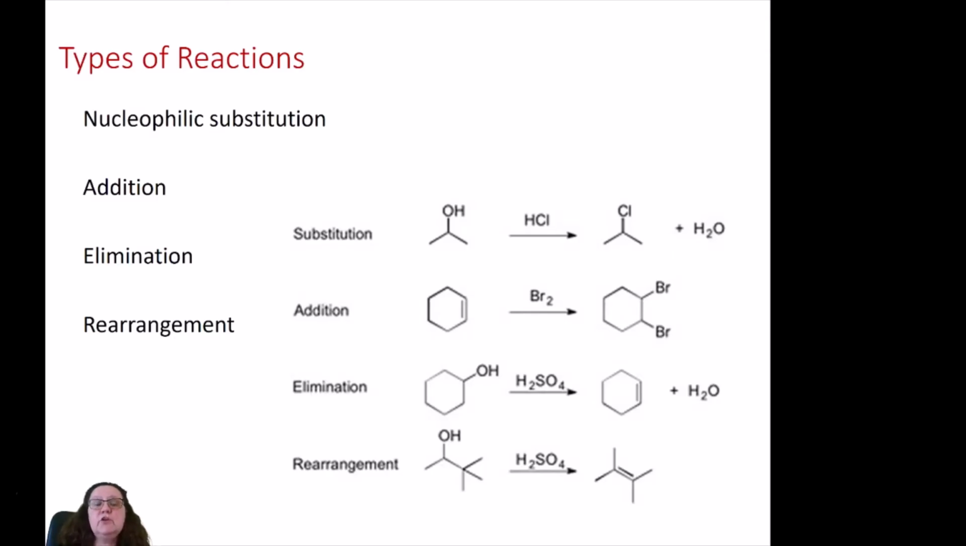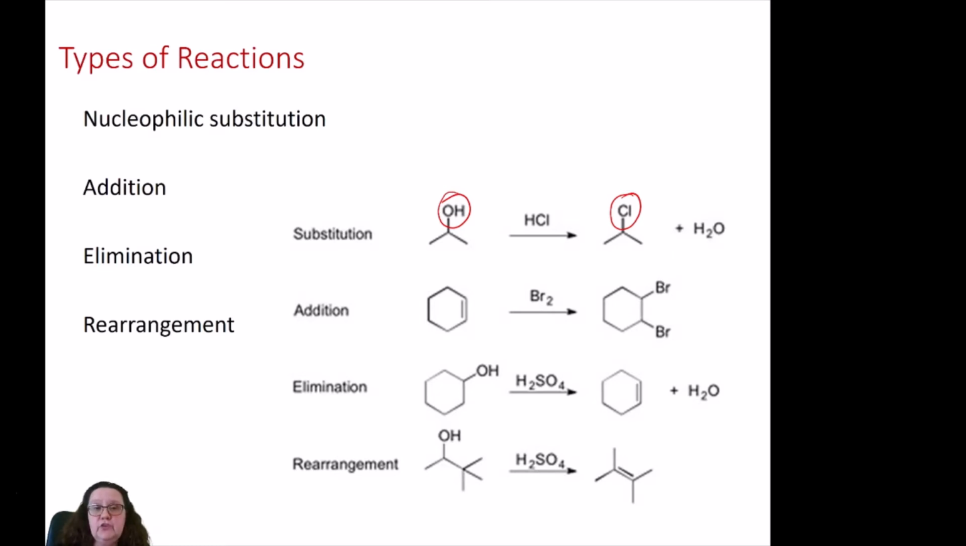In this section, we are going to be looking at some typical organic chemistry reactions. We are going to be looking at nucleophilic substitutions, and this is an example of a substitution. You have a compound in which you have a hydroxyl group. The reaction happens, and in the final structure, the hydroxyl group has gone, and you have a new functional group, in this case, a chlorine atom.